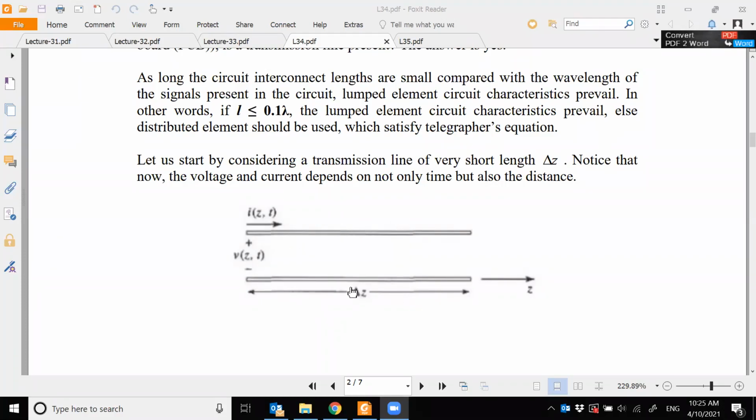Now, what is our main objective here? If at this end this is my current and voltage, then at the other end, what will be my current and voltage once they travel a distance of delta Z? This is what we are trying to see. If we can get it for this small length, then we can easily generalize it for any length of interconnection.